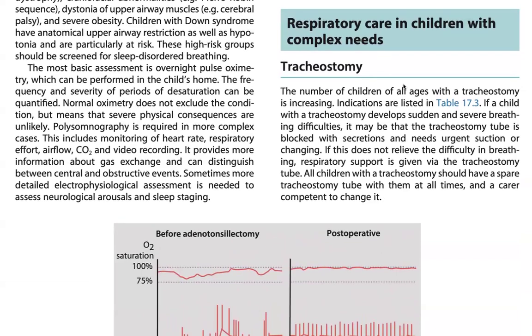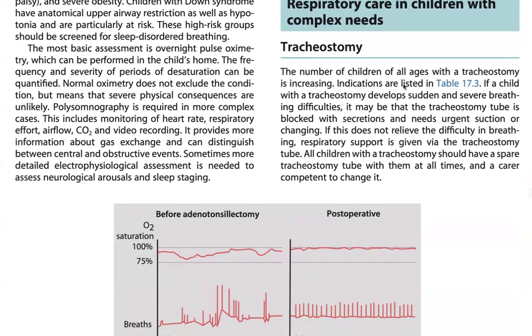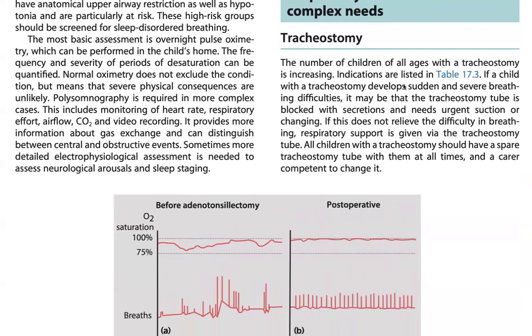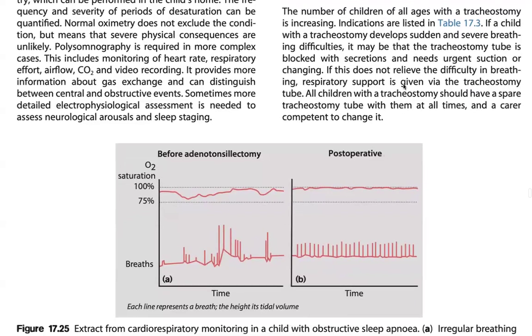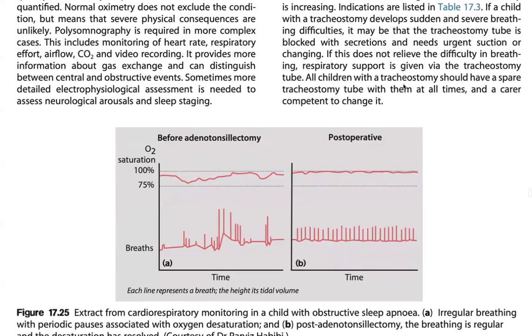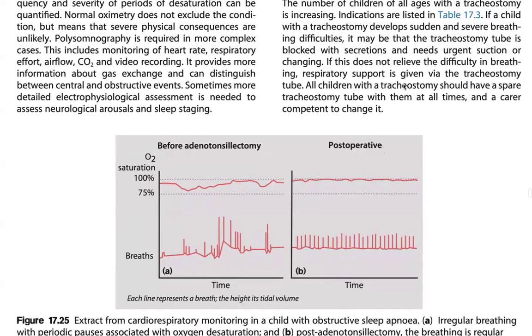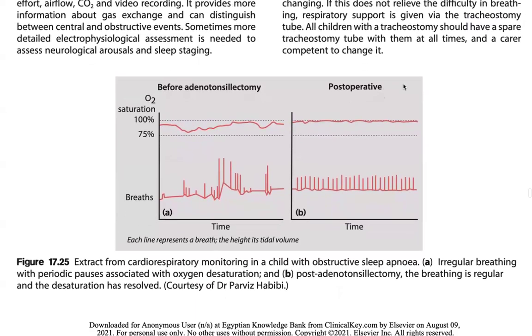If a child with a tracheostomy develops sudden severe breathing difficulties, it may be that the tracheostomy tube is blocked with secretions, needing urgent suction and treatment. If this does not relieve the difficulty in breathing, respiratory support is given via the tracheostomy tube. All children with tracheostomy should have a spare tracheostomy tube with them at all times and a carer competent to change it.